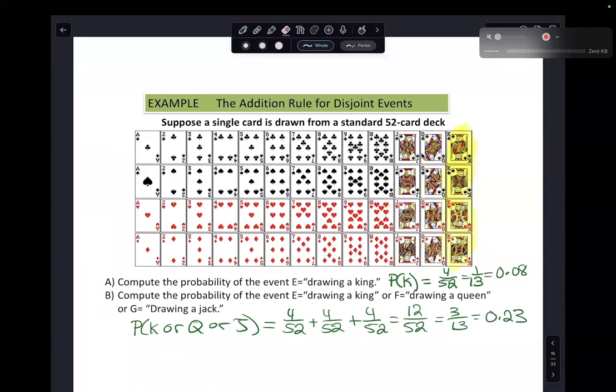There's no overlap on them, because if I'm highlighting them, there are no cards highlighted twice. You can't draw a king that is also a queen. You can't draw a jack that's also a king. There's no overlap at all. They are disjoint, they're mutually exclusive, so you just add those together. Any questions on the mutually exclusive ones?